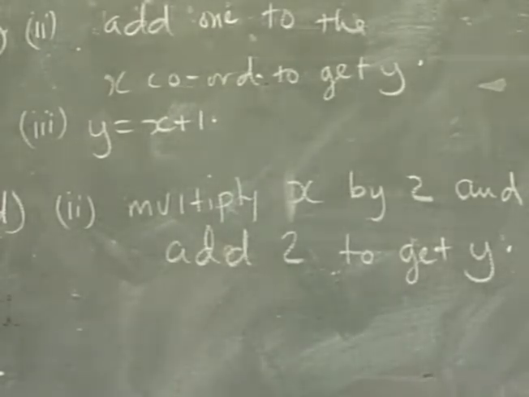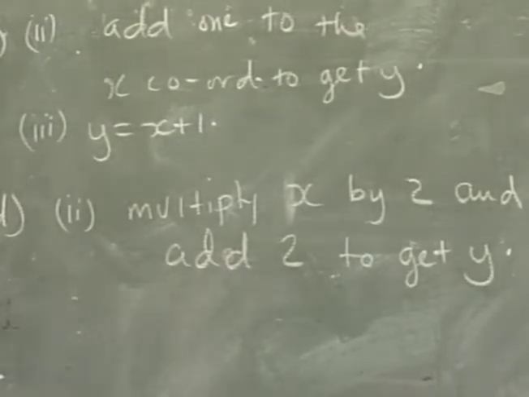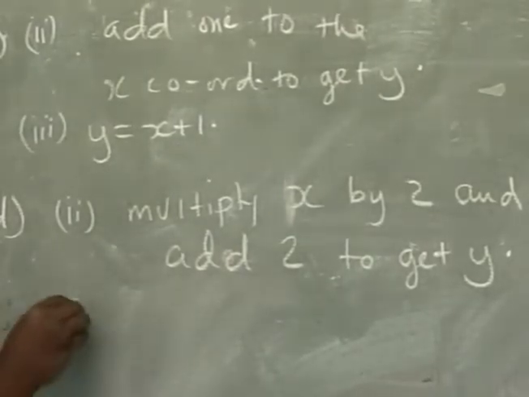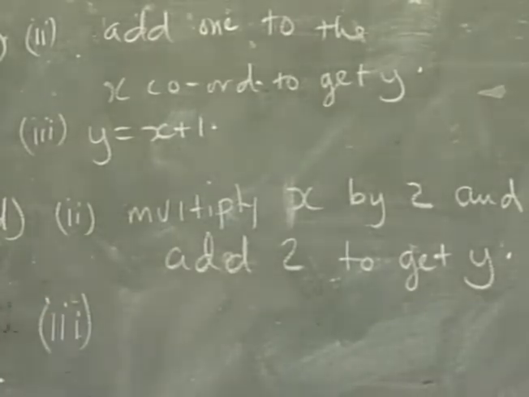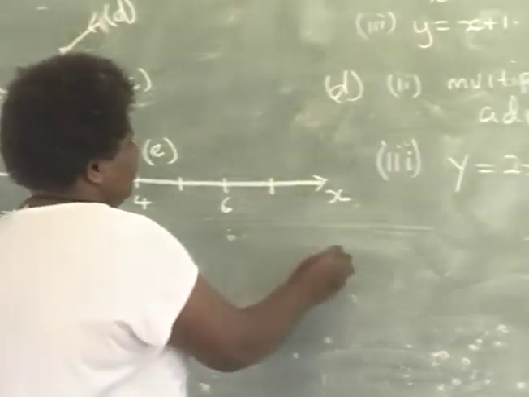So it's multiply x by 2 and add 2 to get y. What is the equation then? Raylene? Y equals 2x plus 2. Okay, y equals 2x plus 2.